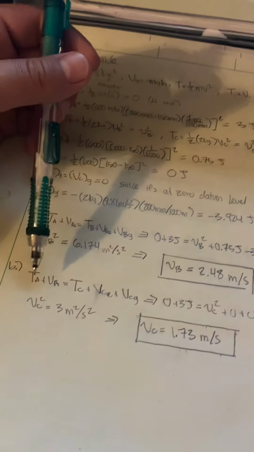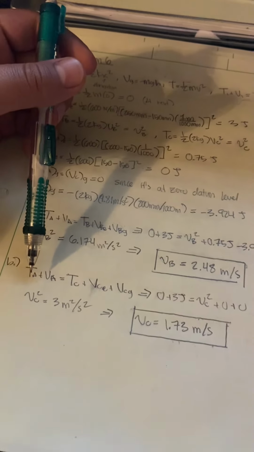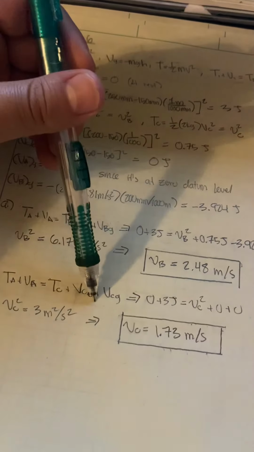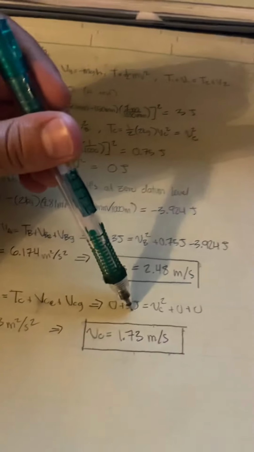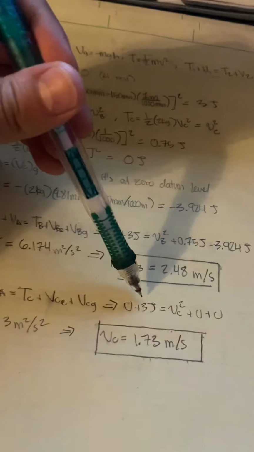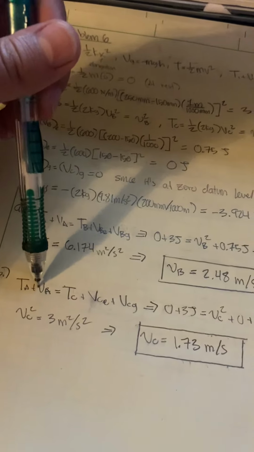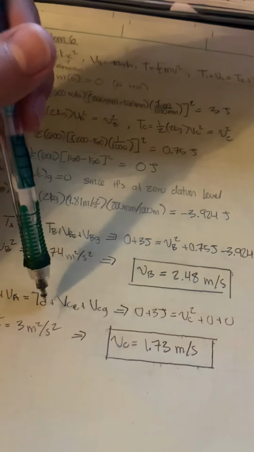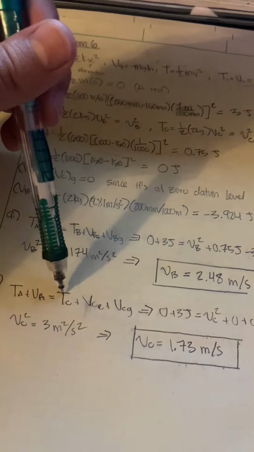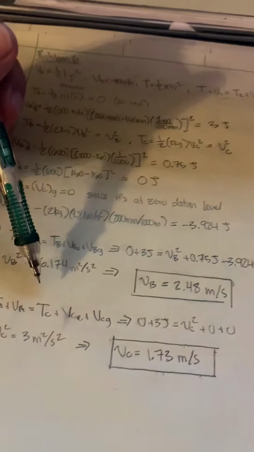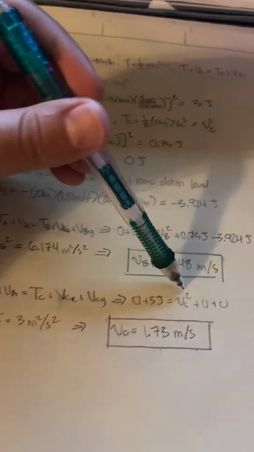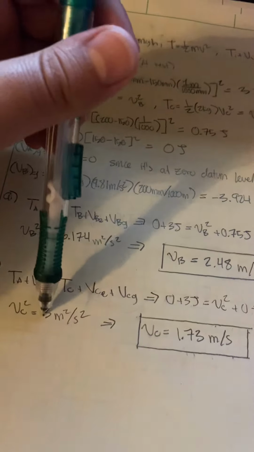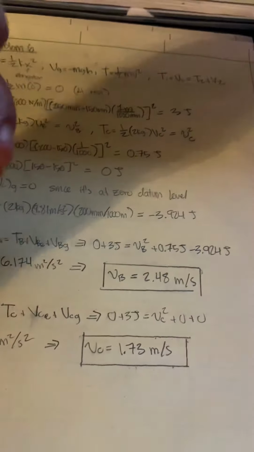And then we do the same thing for point C, but plug in the energies that it has. The only values we had were the energy at A and the kinetic energy at point C, which was just the velocity squared. Square root 3, and we get 1.73 meters per second for the velocity at point C.